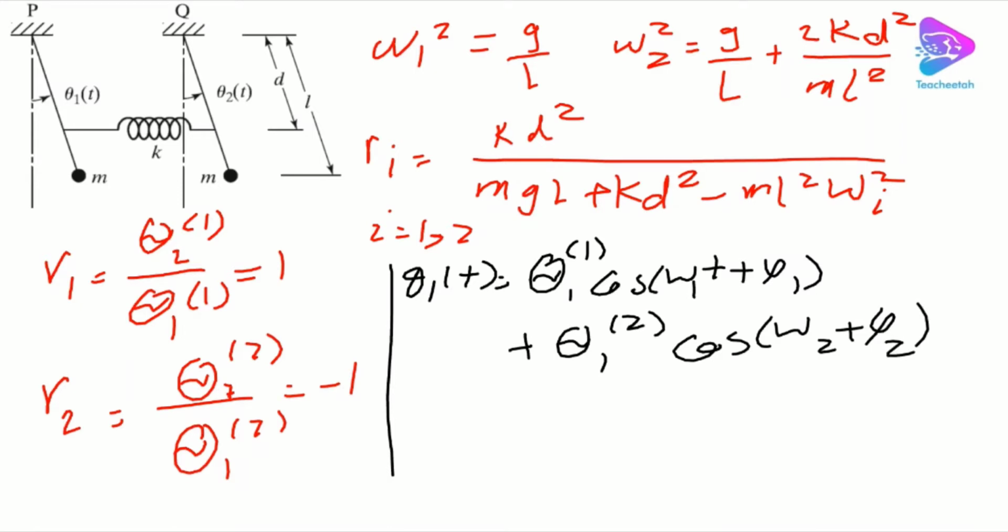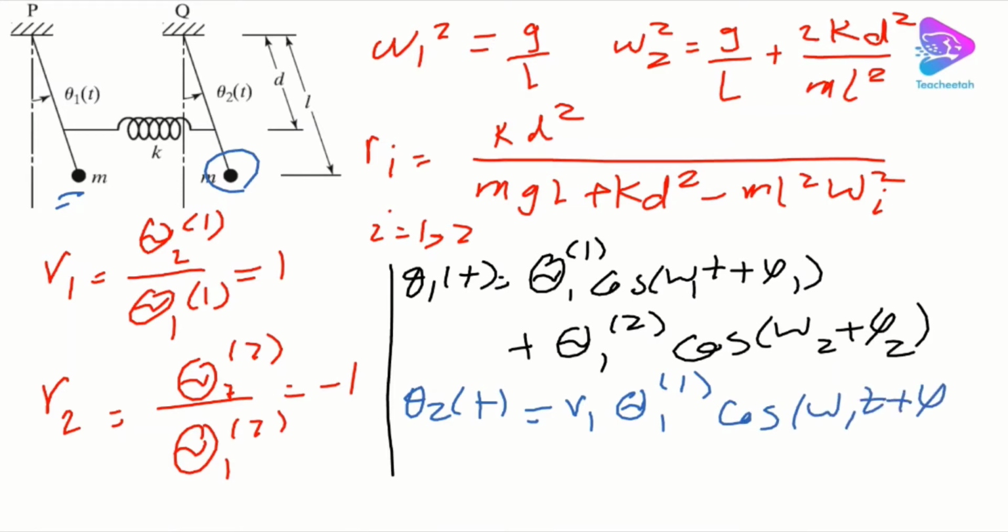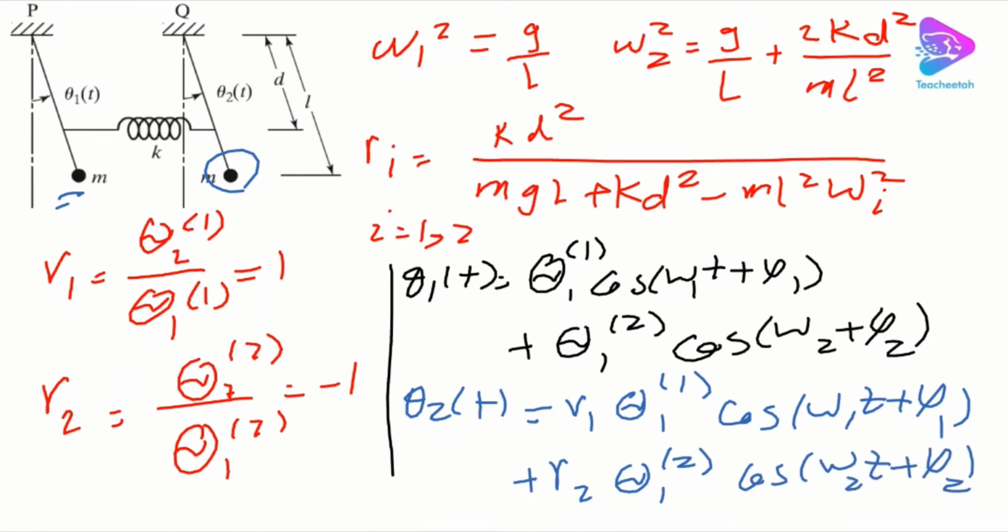And for the other mass, the mass on the right hand side, theta 1 is for this one and theta 2 of t is very similar. We can use r1 theta 1 1 cos(omega 1 t plus phi 1) plus r2 theta 1 2 cos(omega 2 t plus phi 2). So these are the things that we found before, and we can see how we derived them based on the discussion we had before.